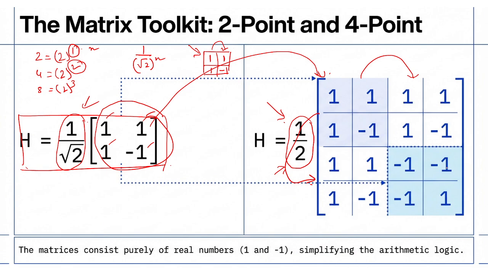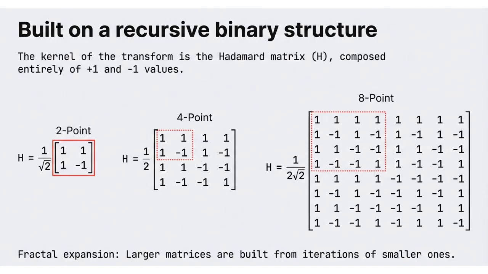In the fourth quadrant, coefficients multiplied by -1. So see, 1 becomes -1. This one also becomes -1. This one becomes -1. And this -1 becomes 1. In the 8 by 8 matrix, again, it will be the similar thing. The coefficient is becoming 1 by 2 root 2, and then the 4 quadrant values, you can just check it out.